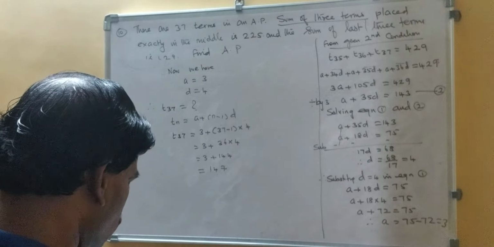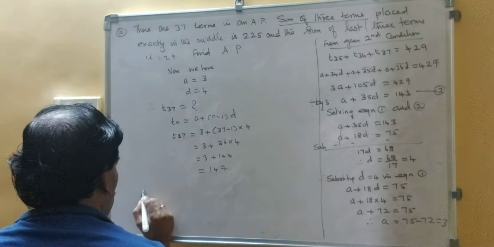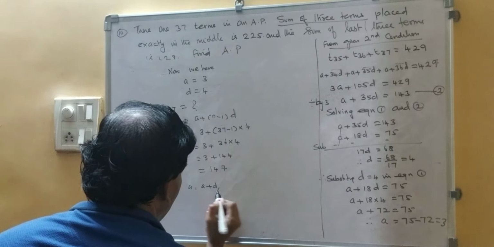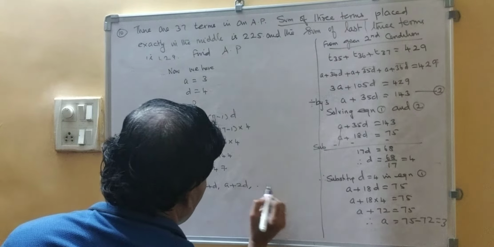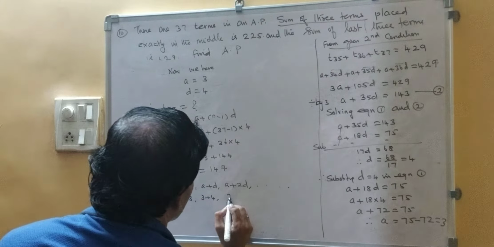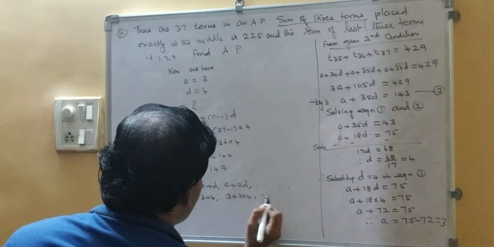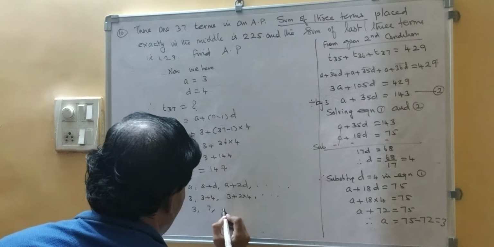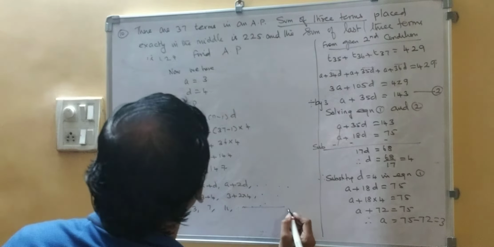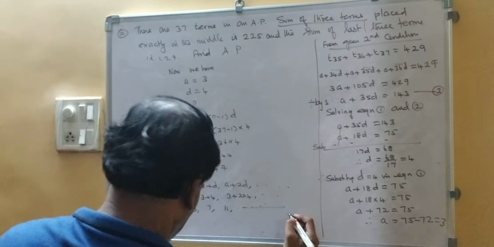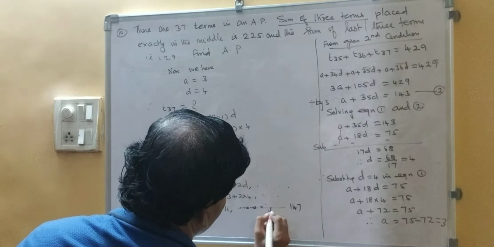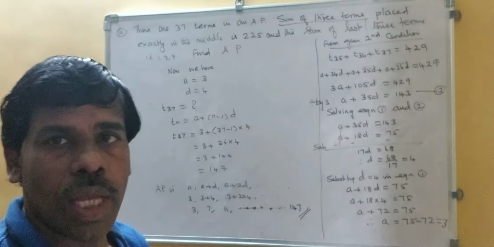Okay. Now we can find out the AP if you wanted, because the AP is A, A plus D, A plus 2D, etc. So A is 3, 3 plus 4, 3 plus 2 into 4, etc. So 3, 7, 11, etc. up to, what is the last term? 147. This is the answer. Any difficulties?